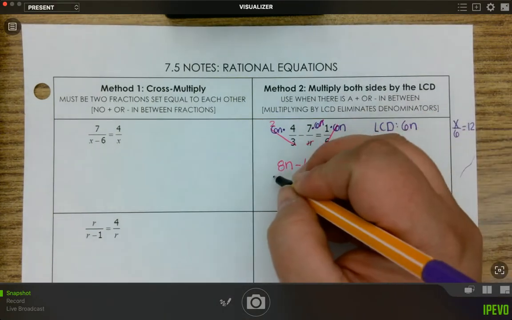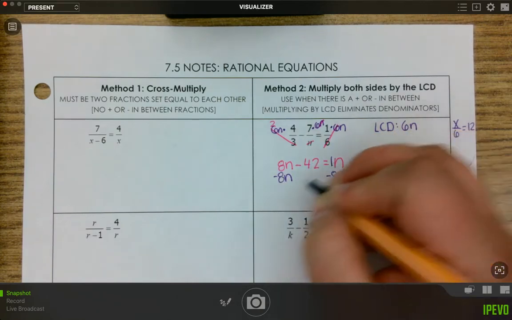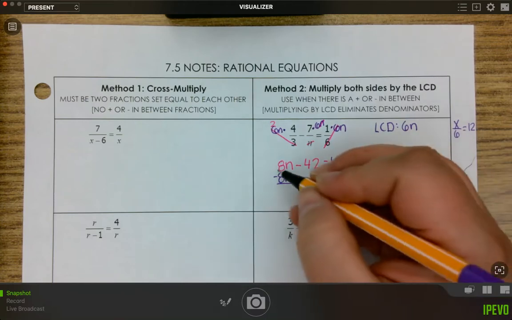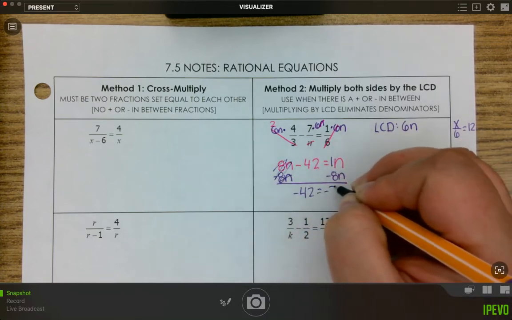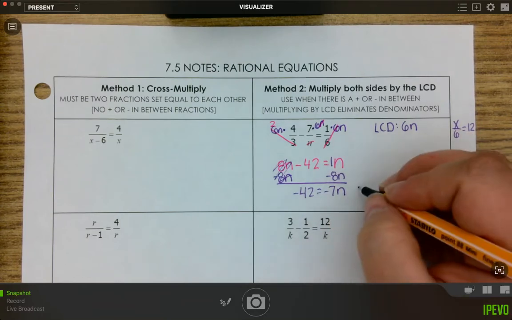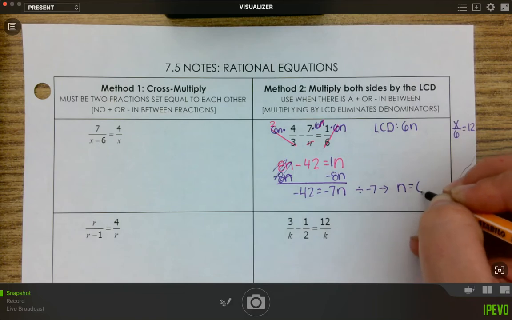Then I'm going to subtract this 8n from this 1n. That crosses it out over here. Negative 42 equals negative 7n. And we're going to divide by negative 7 on both sides to get n equals 6.